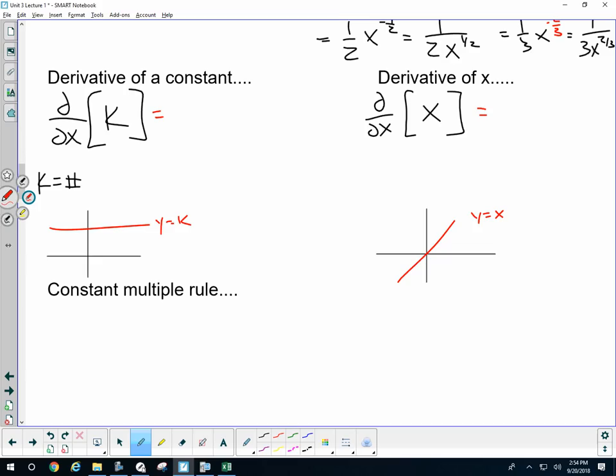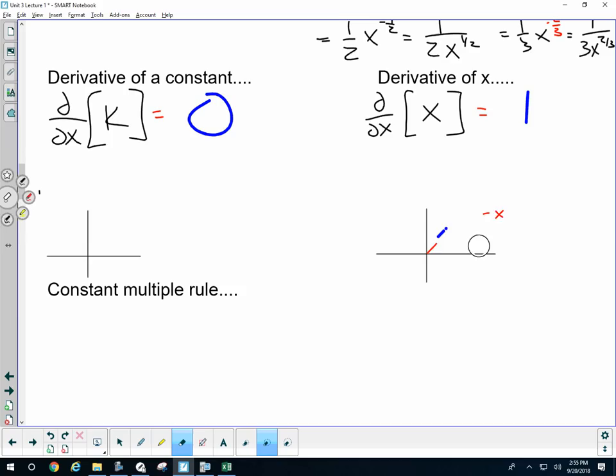Okay, let me help you. What are the tangent slope values for this horizontal line, y equals k? 0. Are they 0 everywhere? Yep. Derivative of the constant is just 0. What are the tangent slope values for y equals x? I want a specific number here. 1, the slope of the line. Okay, that's one way, and I prefer you to think of things that way than using the power rule.